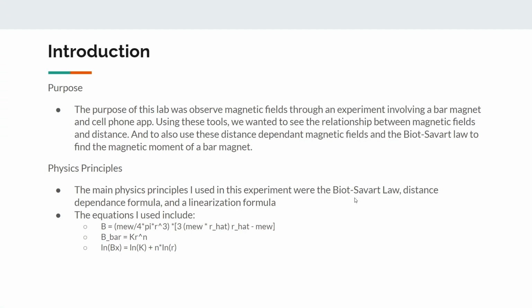For my introduction, the purpose of this lab was to observe magnetic fields through an experiment involving a bar magnet and a cell phone app. Using these tools, we wanted to see the relationship between magnetic fields and distance, and to also use these distance-dependent magnetic fields and the Biot-Savart law to find the magnetic moment of the bar magnet. The physics principles I used during this lab were the Biot-Savart law, the distance dependence formula, and the linearization formula, as you can see down here.